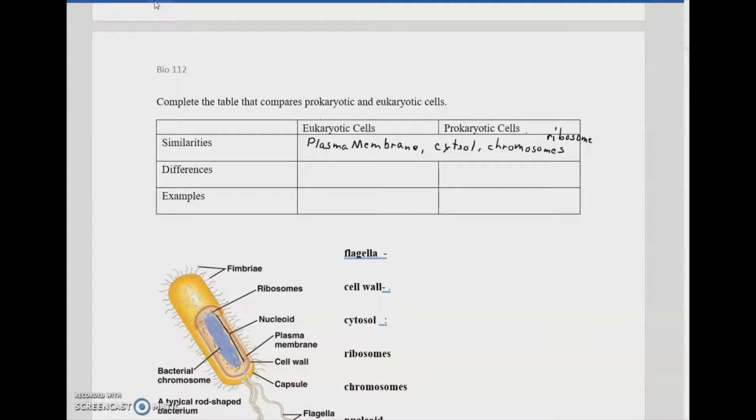Now to the differences. Eukaryotic cells have internal membranes. So they don't just have a plasma membrane on the outside, they have membranes on the inside, and they have a true nucleus. In fact, that's what eukaryotic means. Eu means true, and karyotic means nucleus. So they have a true nucleus.